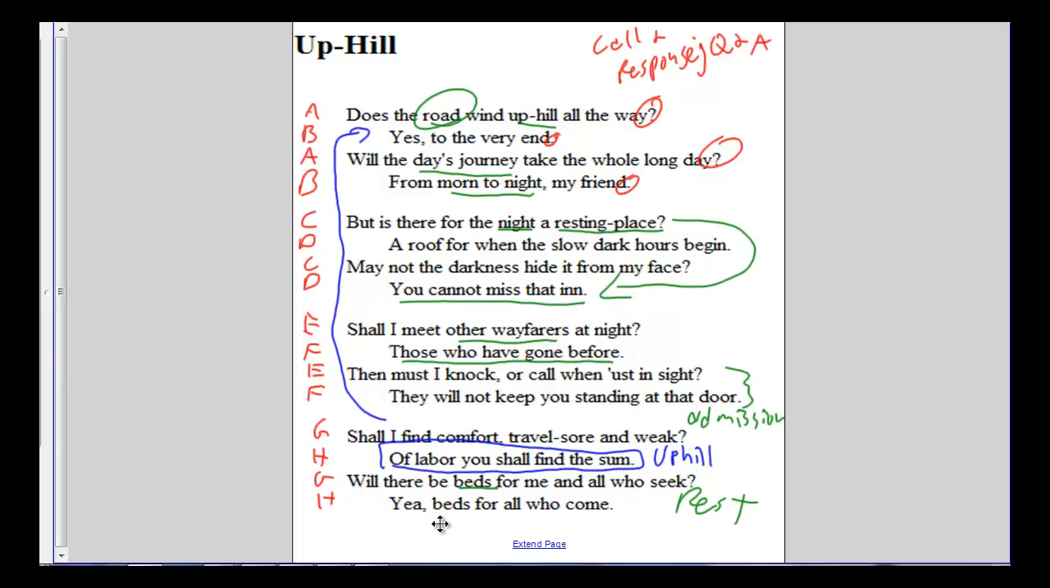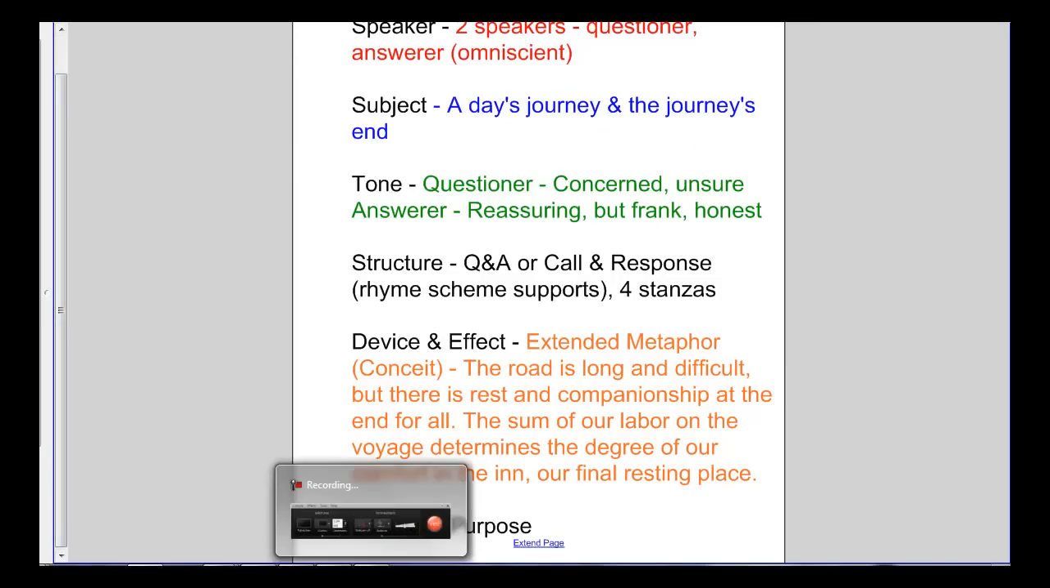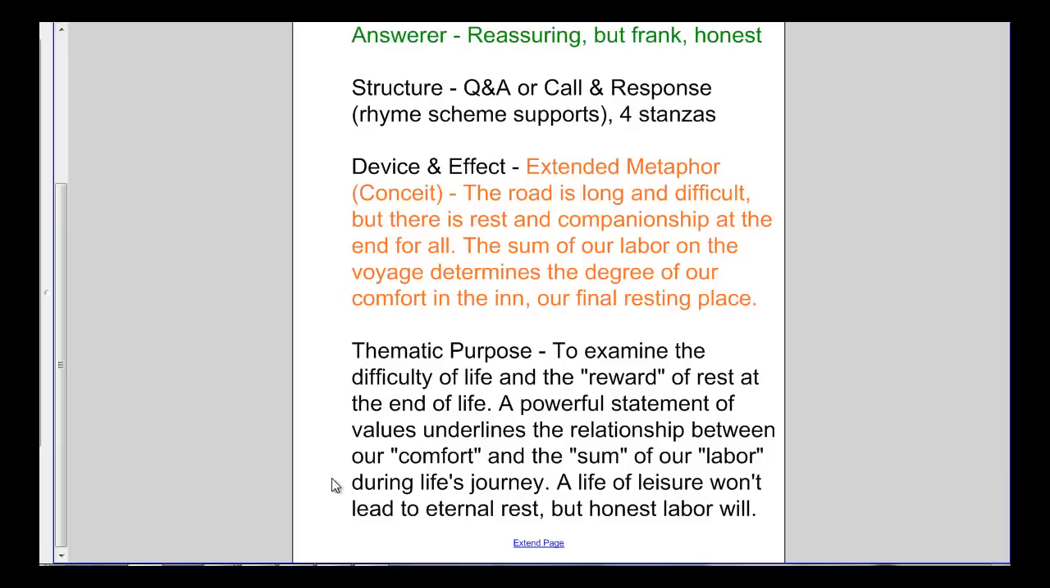Everybody dies, and the work that we put in during life will be directly correlated to the degree to which we get rest at the end. And that's not something that I necessarily subscribe to, but I can see the power of the idea. So how do we describe that thematic purpose? Well, think about it for a moment, and I think I'll show you what I can do. So this is how I would describe the thematic purpose.